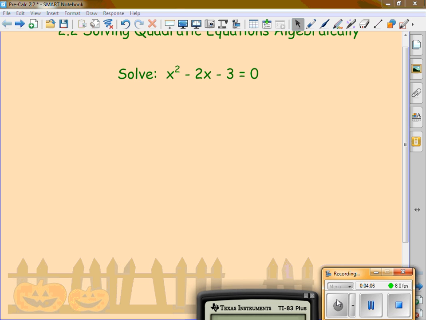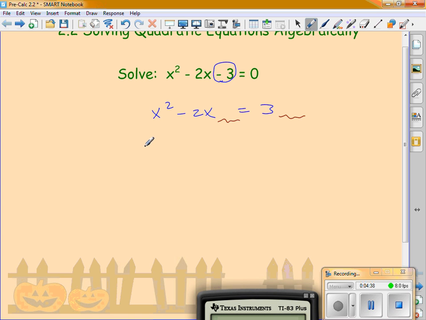Can't group by factoring, that only works if there's 4 terms. Complete the square. That's the other one. Completing the square is the one everyone usually avoided. When I try to complete the square, the first thing I do is move this to the other side. X squared minus 2x equals 3. I need to find out what will complete the square.